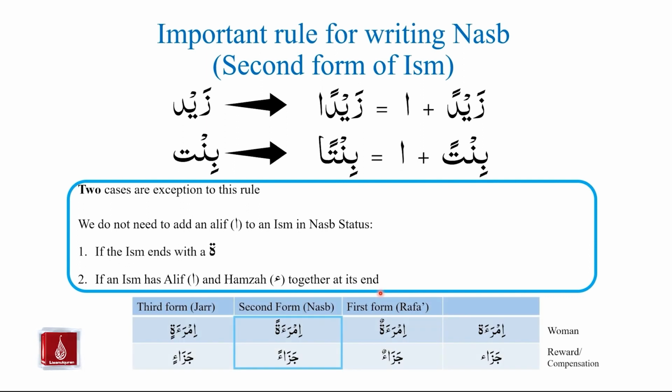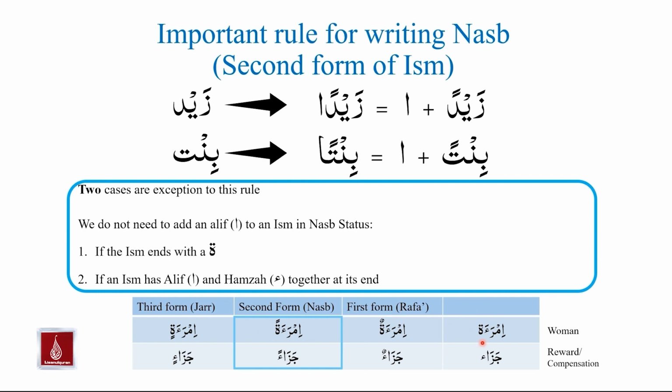The first example is that of the word imra'ah. Imra'ah means woman, and the three forms of imra'ah are imra'atun, imra'atan, and imra'atin. In its second form or nasab status, imra'atan will not have an alif at its end because imra'ah ends with a round ta.